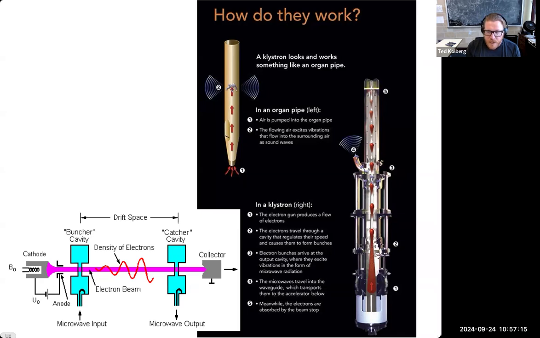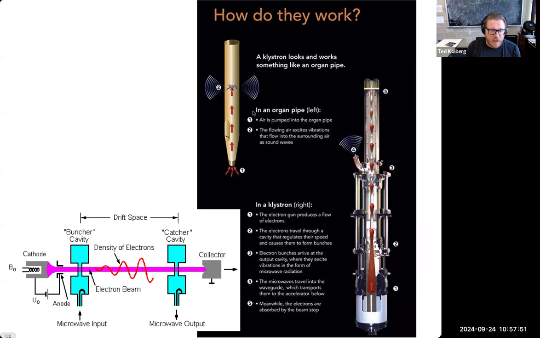And then you pass through the second cavity called the catcher, which has basically the same design as the buncher. But the catcher basically then absorbs the energy from the electron beam. So the bunches of electrons passing through here basically create standing waves in the cavity. This cavity is designed to have the same resonant frequency as the buncher cavity. And it will then absorb the energy from decelerating the electrons, and that produces an amplified output signal here.